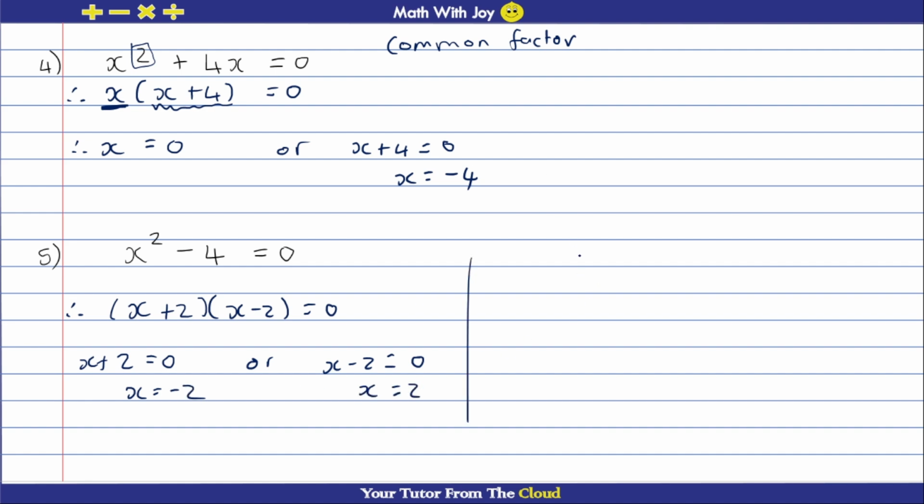Alternatively, we could have solved it this way. Have x squared minus 4 equals 0. We need to take that to the other side. So we're going to have x squared equals 4. Then we are going to root on both sides. The square root of x squared is x. The square root of 4 is 2. But because we rooted, we have to introduce a plus minus. So the answer can be positive 2 or minus 2, just like we have over here.